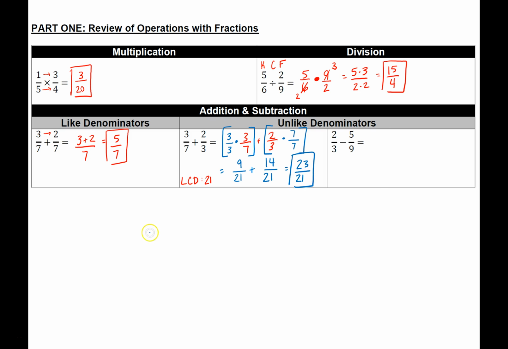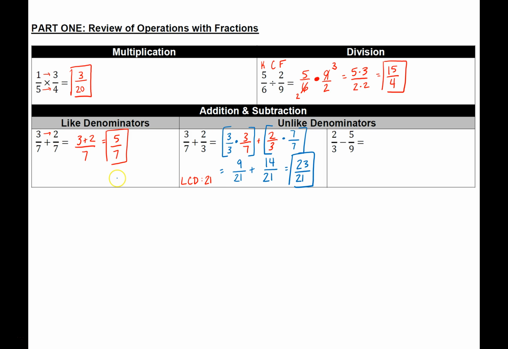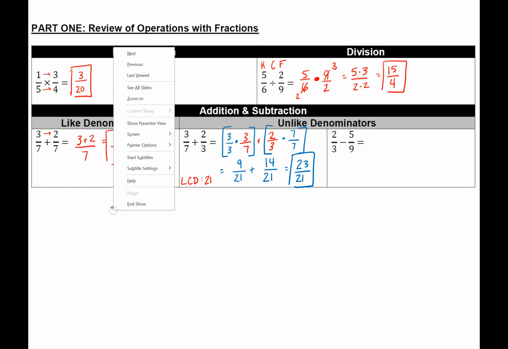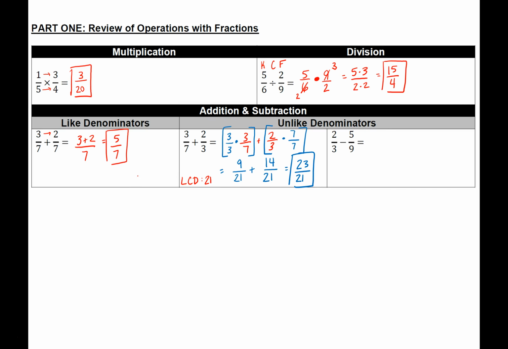All right, now looking at this next one, I'm not going to do 3 times 9 to get my denominator, because when I see 9, I see that 9 has a 3 in it already. 3 times 3 is 9. So my least common denominator is going to be 9.